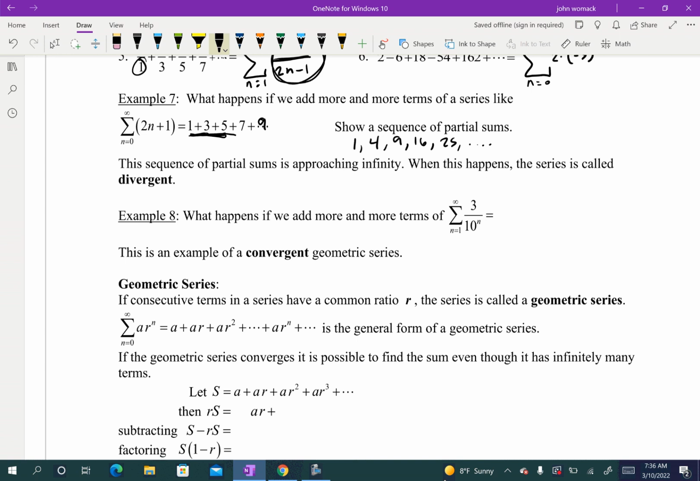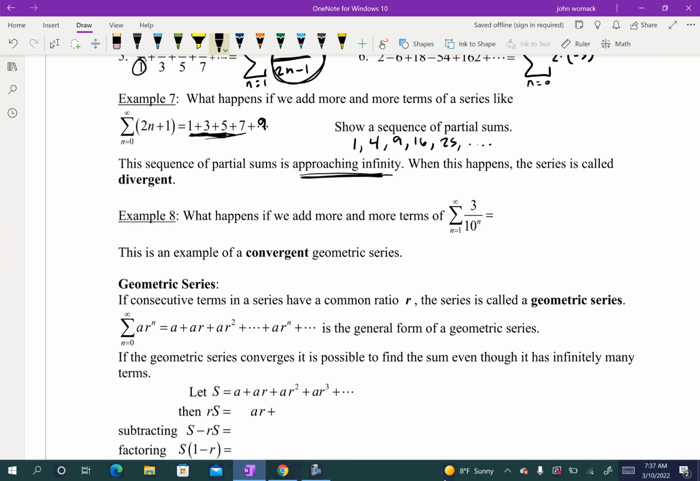And we could keep going. That's what it's talking about, to show a sequence of partial sums. I just took the first term, then I added the first 2, then the first 3, then the first 4. And we're looking for patterns in what's happening as we add those together. So it says this sequence of partial sums is approaching infinity. What that means is it's just going to keep going up, right? My next one's going to be 36. There's a definite pattern to it, but it's approaching infinity. That sum is getting larger and larger.